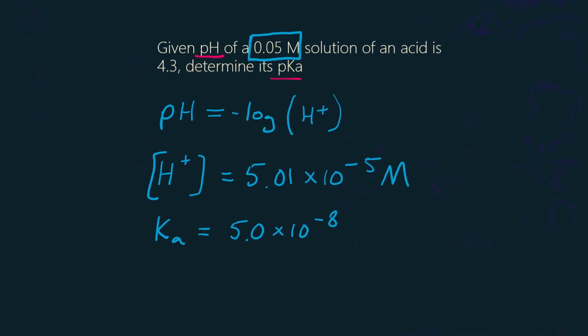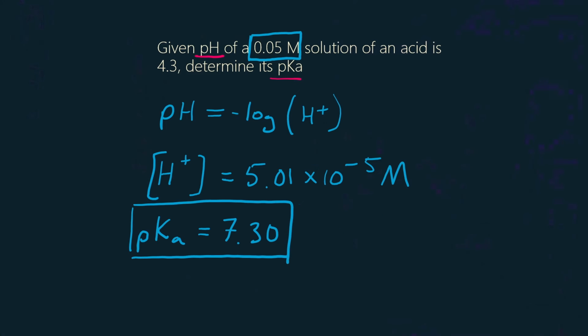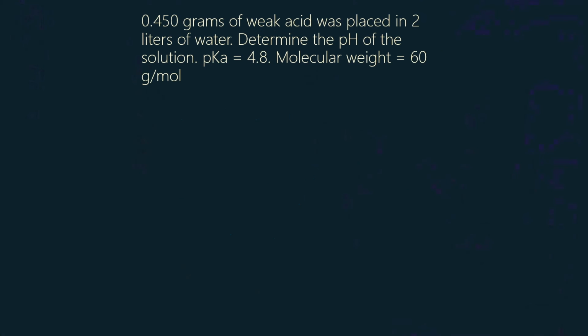From here, all we have to do is take its negative log, and when we do so, we get our final answer of 7.3. 0.45 grams of weak acid was placed in 2 liters of water. Determine the pH of the solution. The pKa and molecular weight is given to us in the problem.